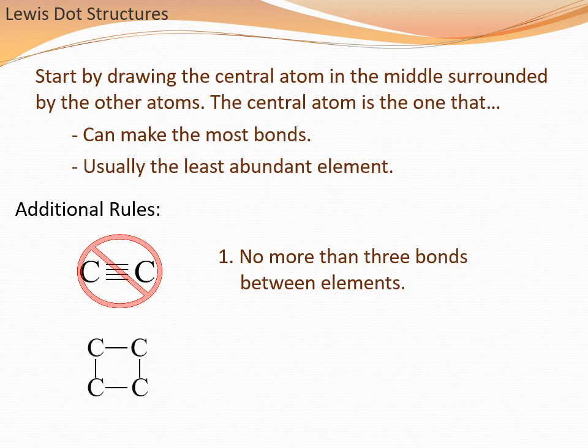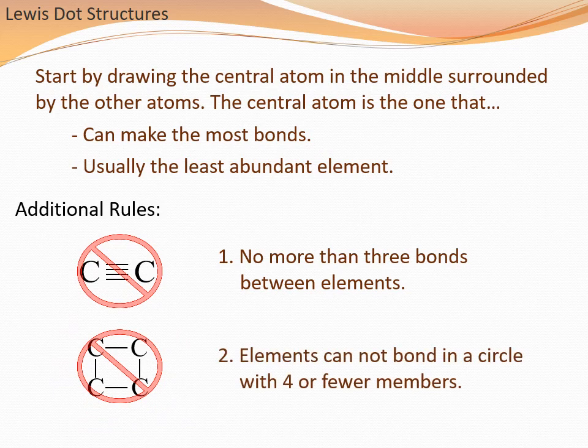Rule 2, a nice little circle of 4. Bam! Ain't gonna happen. Elements cannot bond in a circle with 4 or fewer members. At least they won't in this class. It is possible, but the molecules tend to be very unstable. So when we draw a circle, we will have a minimum of 5 atoms in that circle.